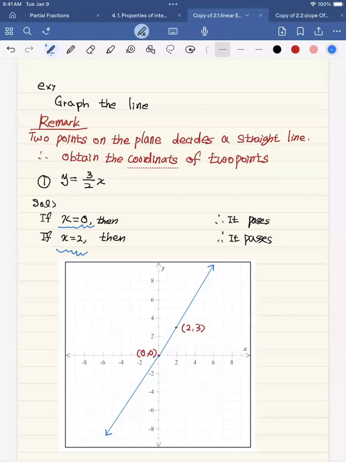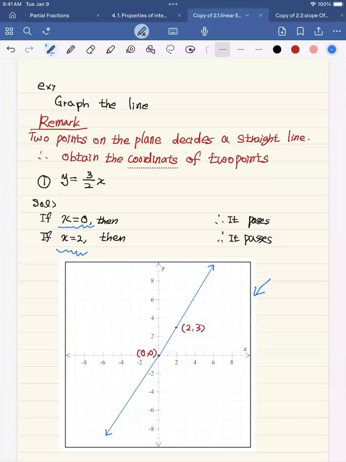But you can choose any other point like x equals 100, and then that will not be within the range here. So that is not a good idea, but that's still possible.